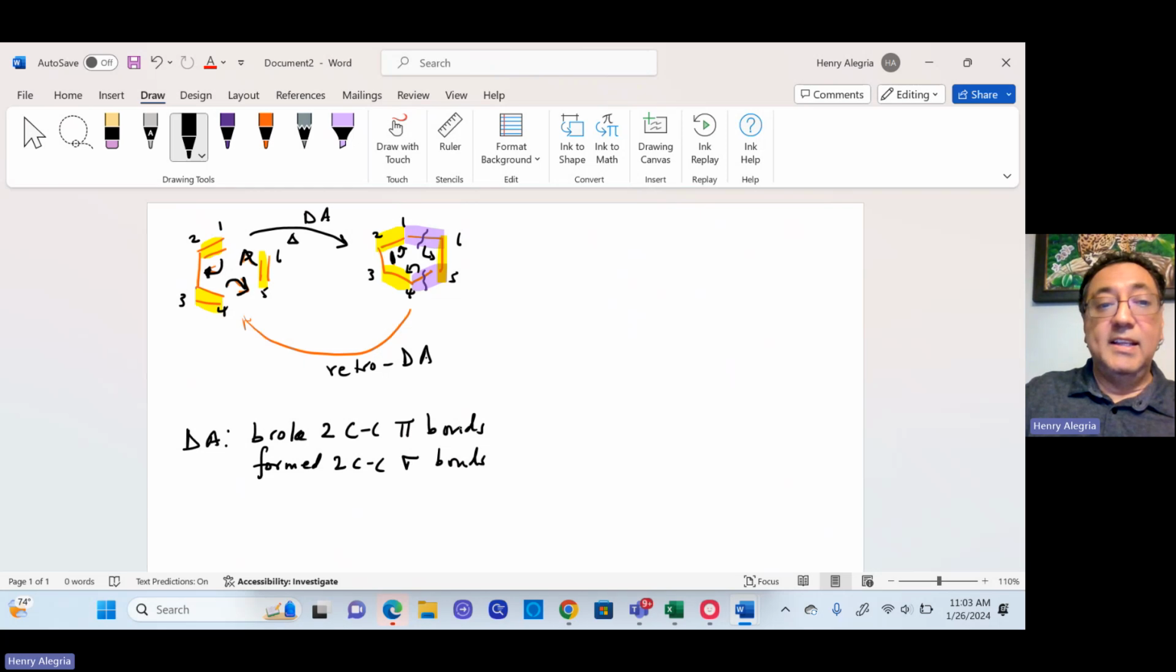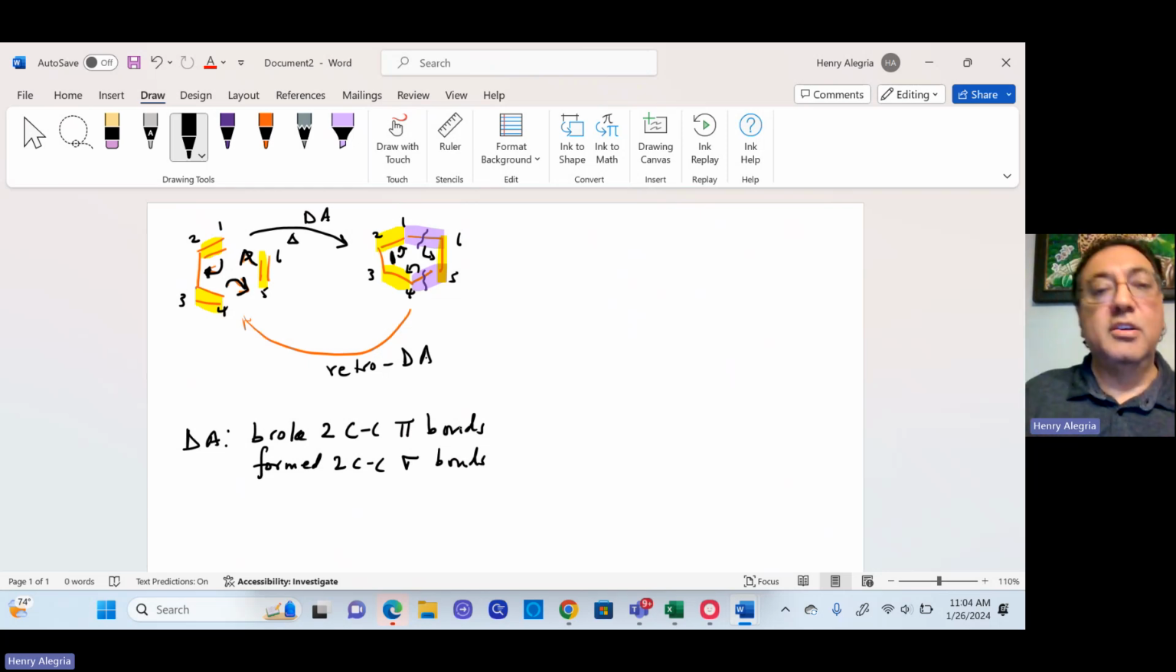And by the way, when I say that I broke 2 carbon-to-carbon pi bonds, I don't mean that I broke the 2 bonds, right? If you look at the bond, let's say between 1 and 2, I had 2 bonds, and in the product, there's only 1 bond. So it's the second bond, the pi bond that I'm breaking. The sigma bond between 1 and 2, the sigma bond between 3 and 4, the sigma bond between 5 and 6, those are maintained. I'm just talking about the second bond, the pi bonds specifically. So I broke 2 carbon-to-carbon pi bonds, the second bond, and formed 2 carbon-to-carbon sigma bonds.